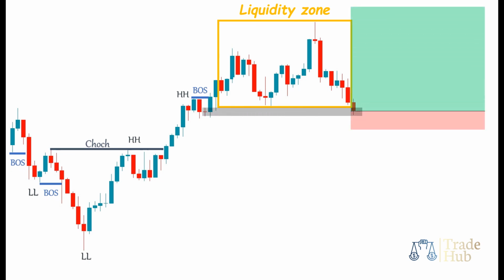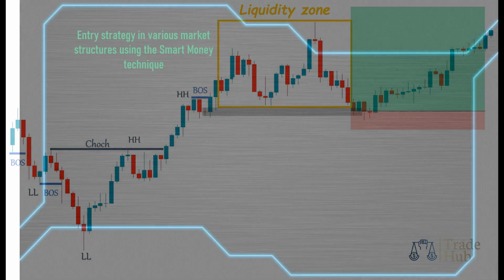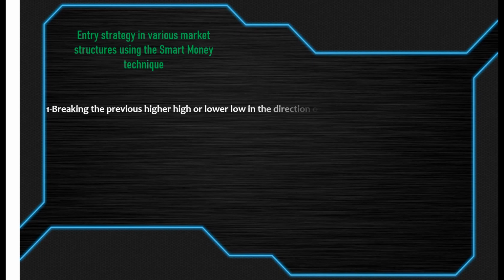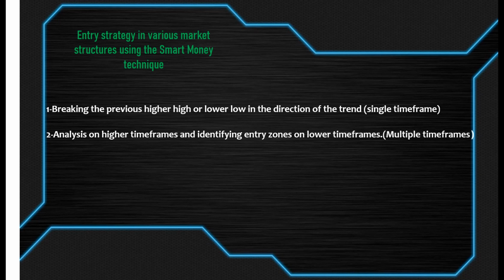Today, we will discuss how to enter trades and set stop losses in various market structures. The first structure relates to breaking previous highs and lows on a single time frame. The second structure involves analyzing higher time frames and entering trades on lower time frames. Finally, we will delve into trading within liquidity areas.